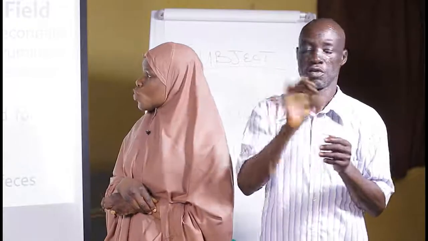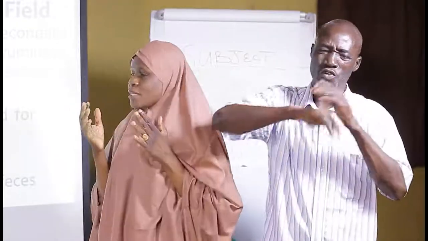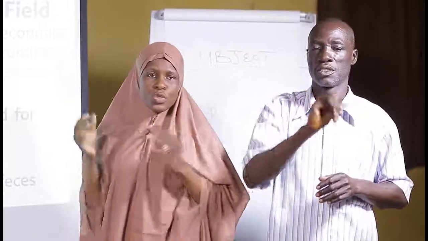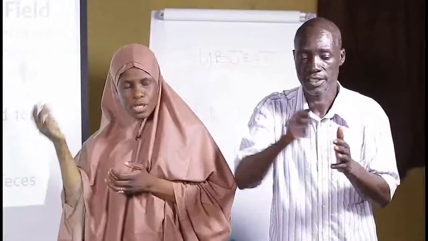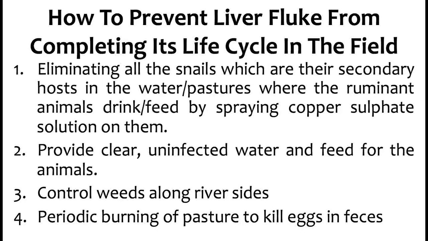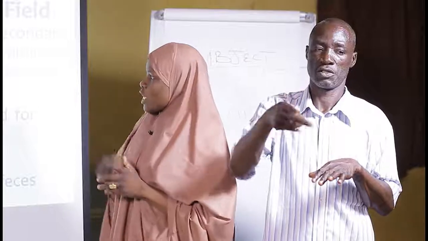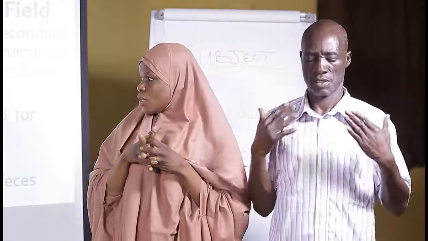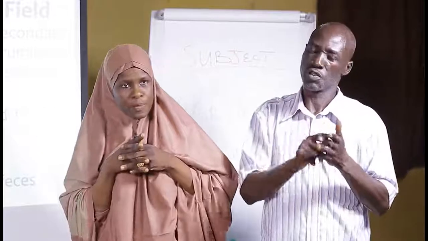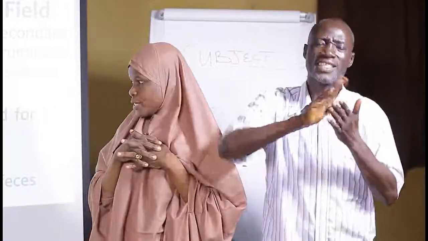The first thing that you do is eliminate all the snails, being the secondary host. Once you eliminate the secondary host, they are not going to continue growing to reach even the primary host. How do you curtail it? You use a spray which is known as copper sulfate. When you apply copper sulfate on them, you eliminate the snails. Secondly, provide clean, uninfected water and feed for the animals. Animals are supposed to be fed with clean water and uninfected feed.